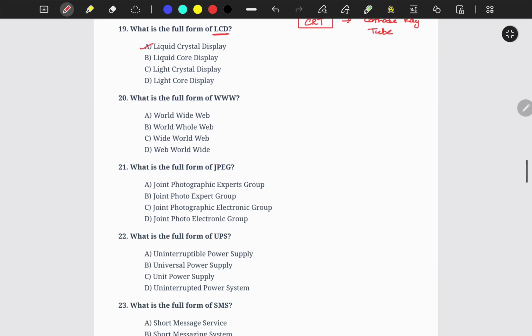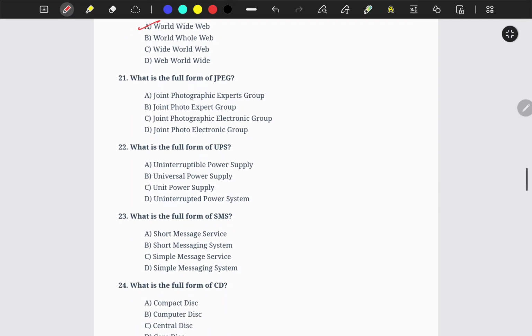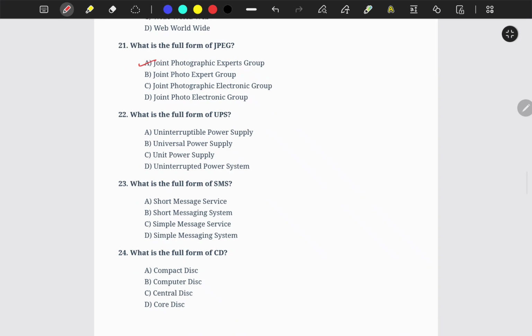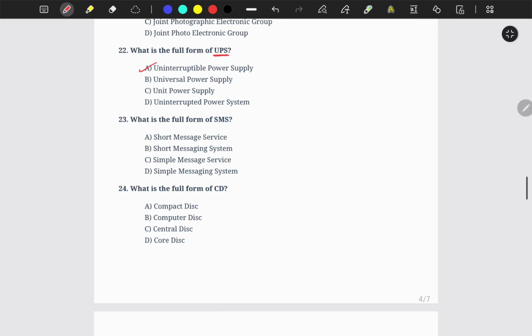Okay. Question number 20. What is the full form of WWW? Easy question, right? World Wide Web. What is the full form of JPEG? The correct answer is Joint Photographic Expert Groups. Okay. Full form of UPS. You know what a UPS is, right? It is uninterruptible power supply.